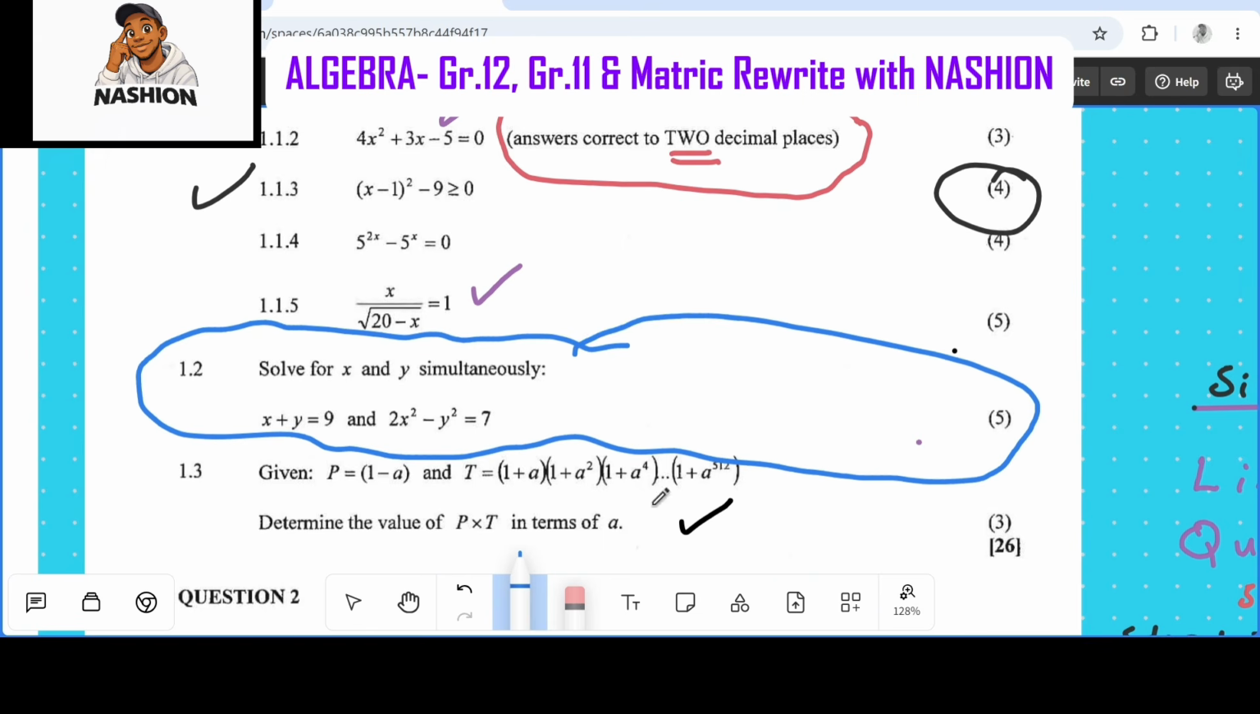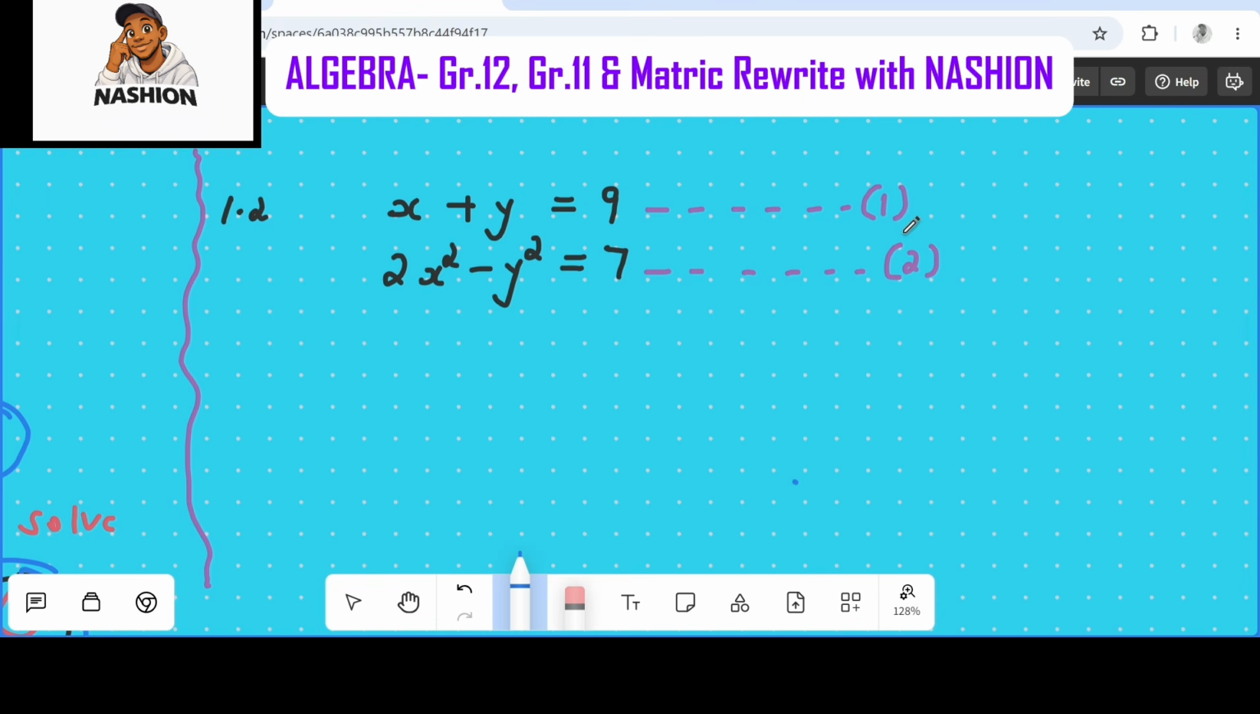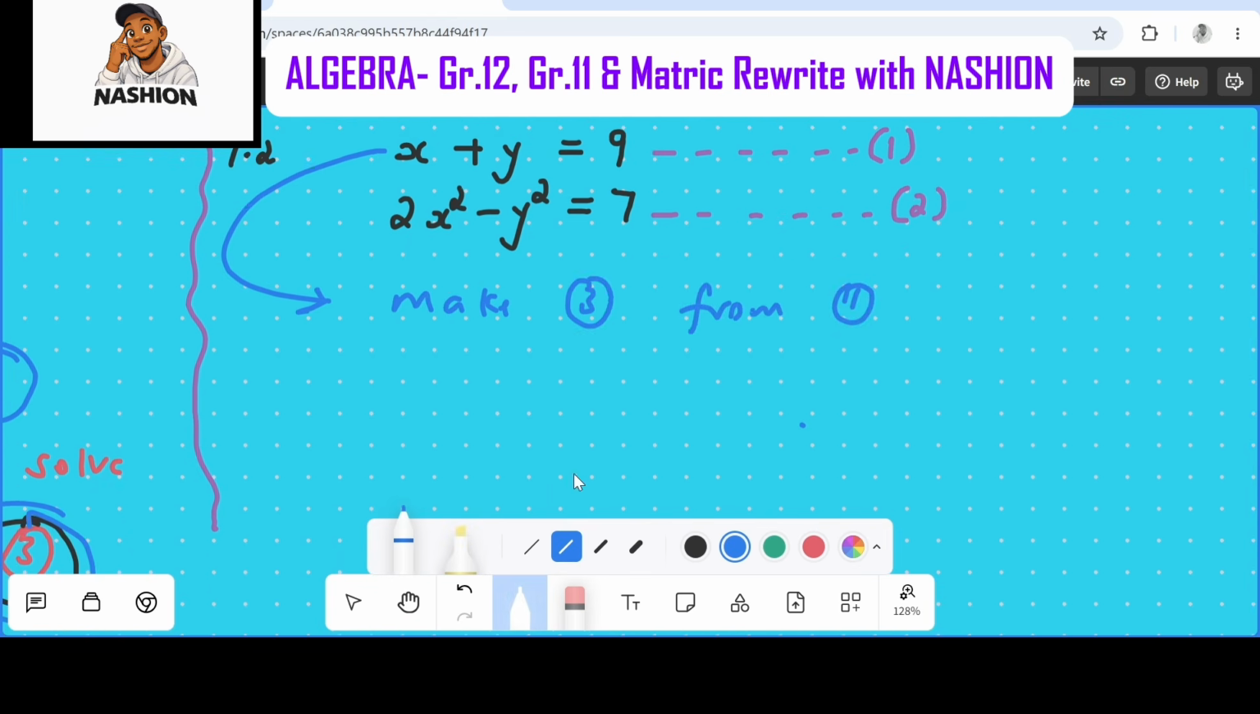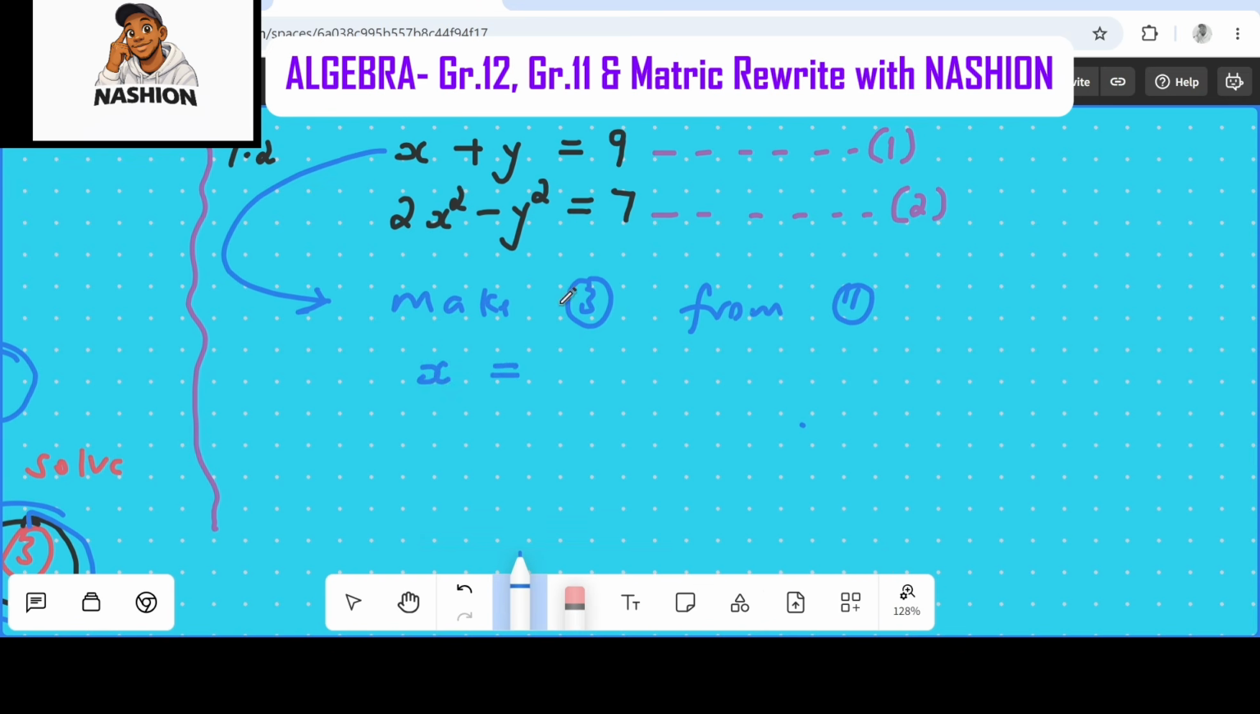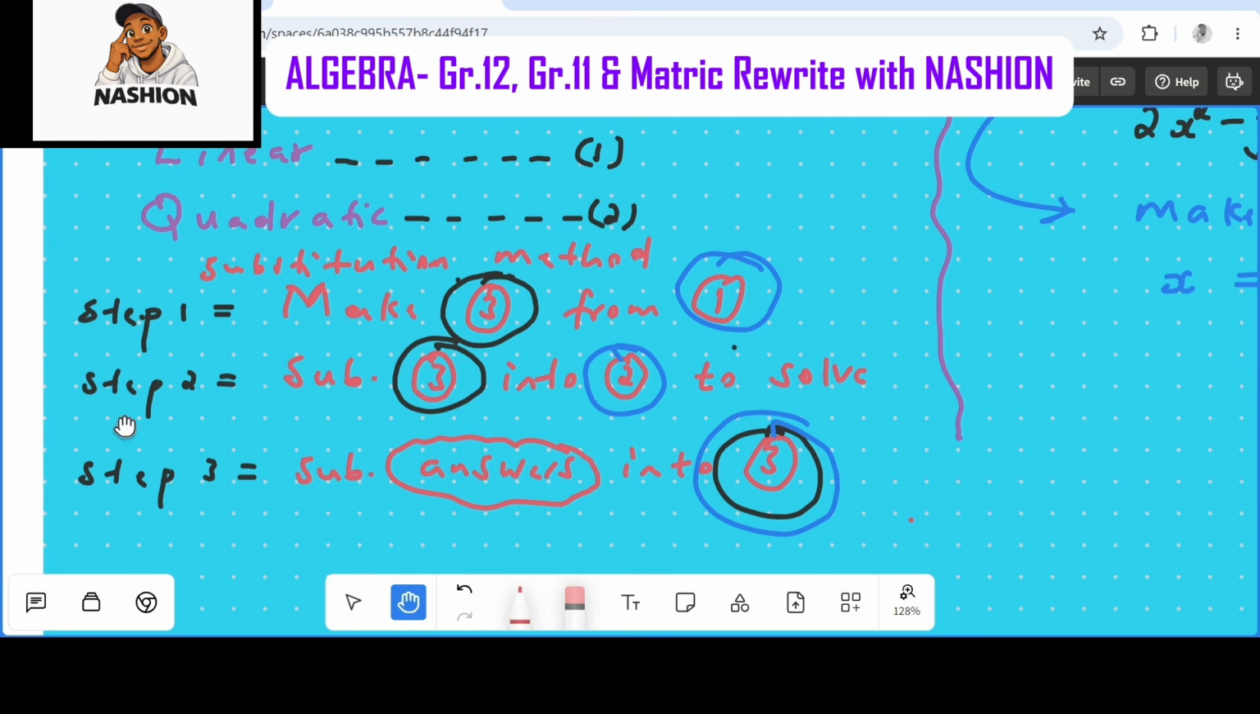5 marks. So this is equation 1, which is linear. Step 1, we make equation 3 from equation 1. We can choose to make x the subject of the formula or to make y the subject of the formula. Whatever makes us smile, guys. I choose x. So x is going to be equal to 9 minus y. And that's equation 3. And step 2, we substitute equation 3 into equation 2, then solve.